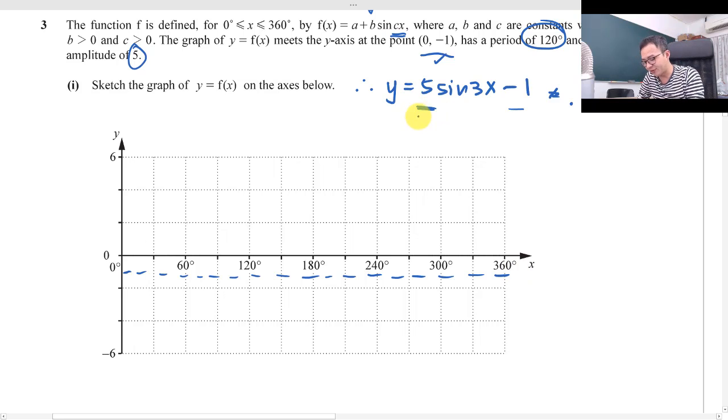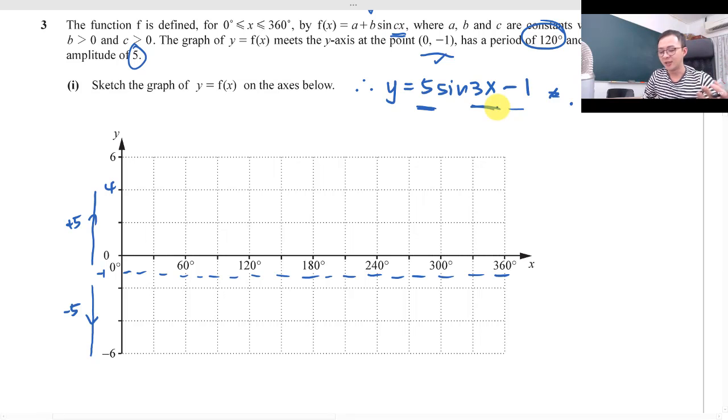And then the amplitude is 5. That means from the -1 here, I need to plus 5 unit here. So I will get 4 here. And then I will minus 5 unit here. Then I'll get -6. So therefore I will draw over here. And 3x tell me what? I should have the 3 cycle. I should have a 3 cycle in 360. And then the period is 120, right? So that means each of my cycle is 120.